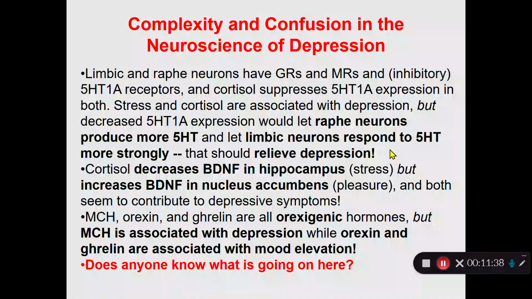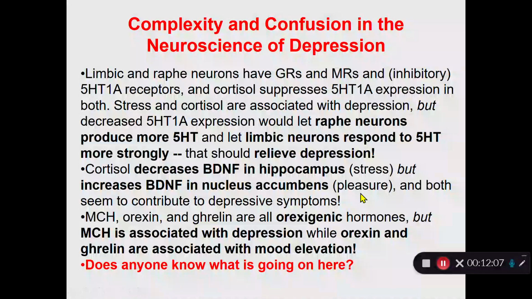So yes, there's a link between stress and cortisol and the serotonergic nervous system, but it's not one that makes us depressed. It's probably one that relieves depression a little bit and elevates our mood a little bit, presumably to help us deal with the stress. Concerning BDNF, cortisol decreases BDNF in the hippocampus, but increases BDNF in the nucleus accumbens, and both seem to contribute to depressive symptoms. Again, it's confusing.